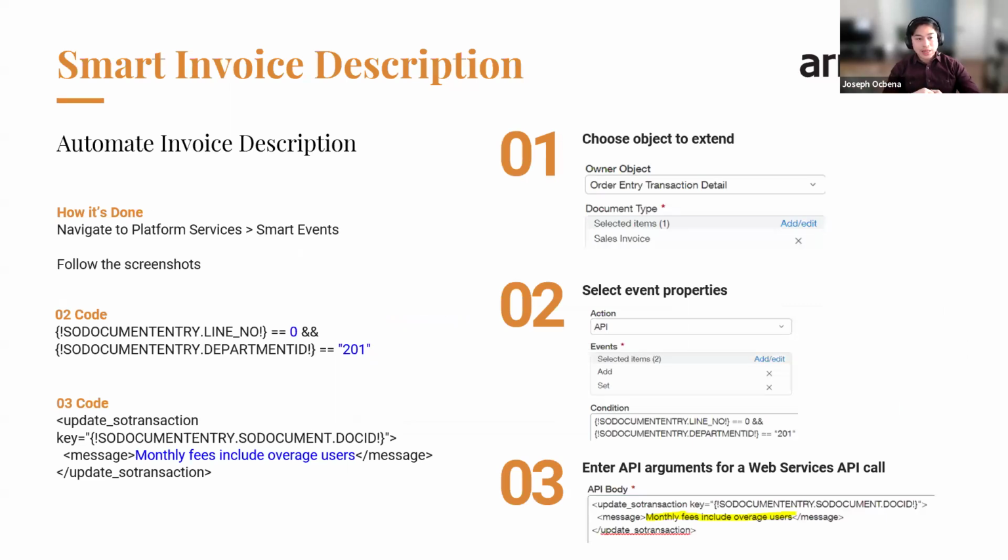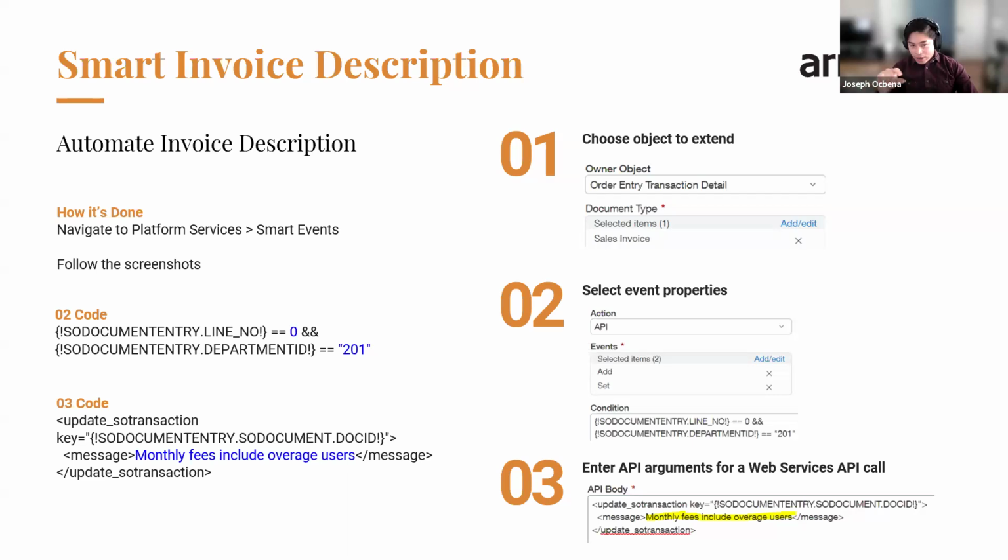So how is it done? Again, go to platform services and go to smart events this time. Let's follow the screenshot in here. So step one is we're basically creating it in the order entry module in the sales invoice process. Number two, we want the action to be an API, and we want the event to happen upon saving or editing the transaction.